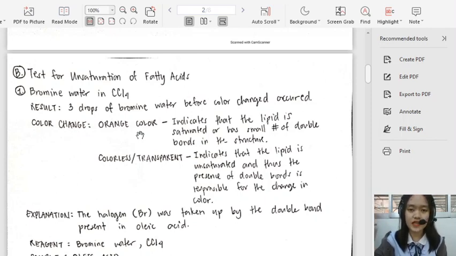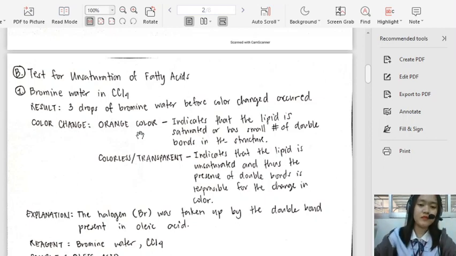Okay? Magiging colorless. Why? Because the bromine in the bromine water was taken up by the unsaturated fatty acid, oleic acid, doon sa double bond niya. So, nawala na yung color ng bromine water, which is orange. Kasi nga, kinuha na yung mga bromine molecules at nag-bond doon sa double bonds ng oleic acid. Now, second drop, ganun din, colorless pa rin. Meaning, hindi pa saturated or hindi pa napuno yung double bonds doon sa oleic acid.